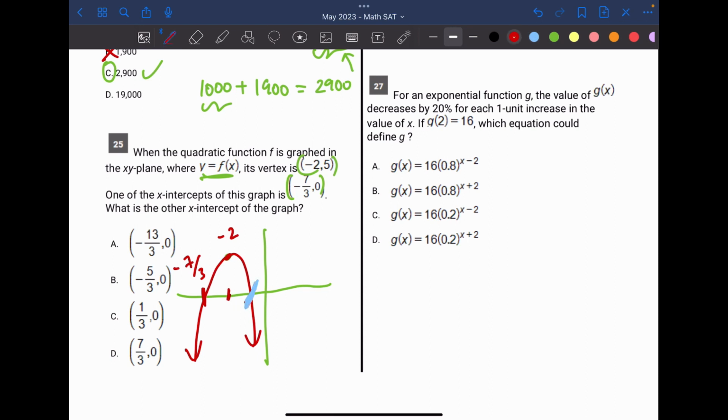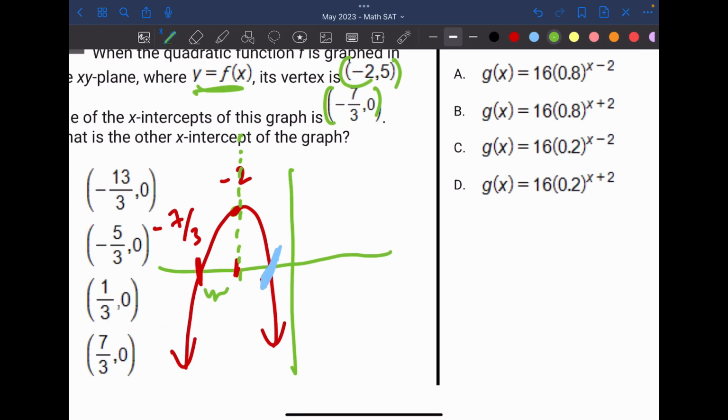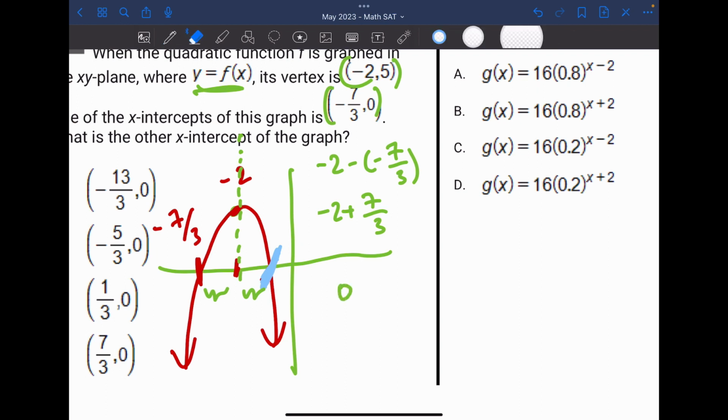We know that any parabola is symmetrical. So if we draw this green line going down, we know that this distance is going to be the same as this distance. These are equal because a parabola is symmetrical. So you want to find out the difference between both of these, and add it to find the x value over here. So let's do that. You would have -2 minus -7/3. This will give you -2 plus 7/3. And if you actually find that out, this would be 1/3. You can do this on a calculator, but I already know it. It's 1/3.